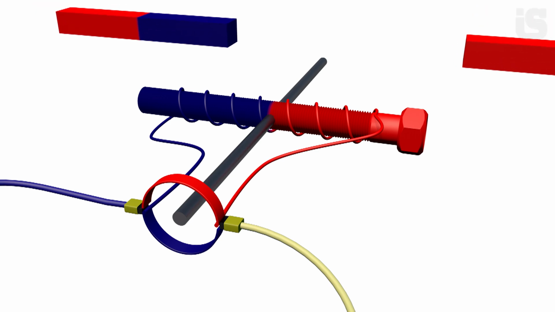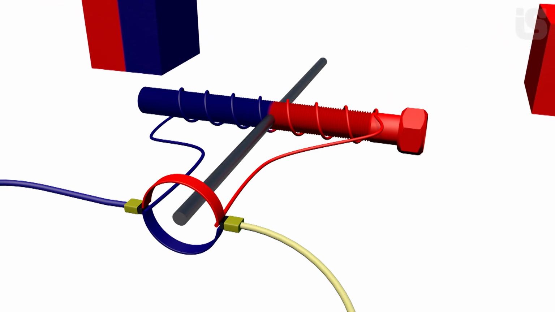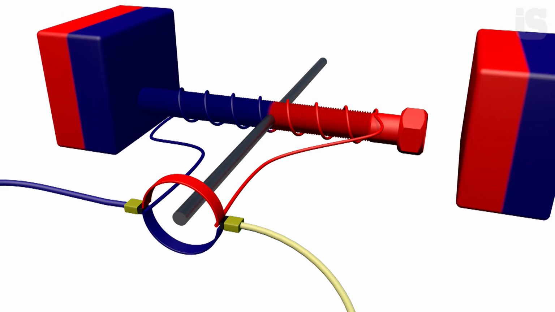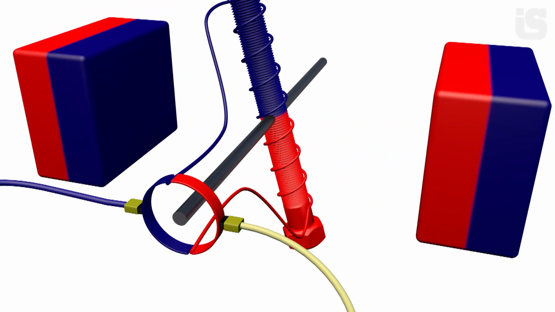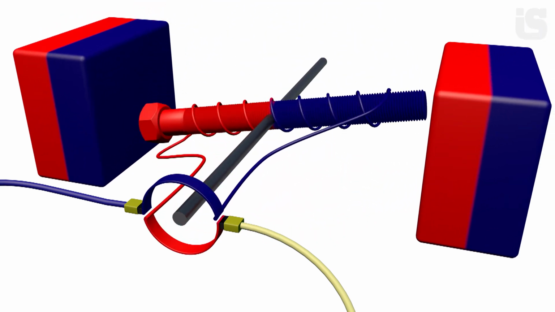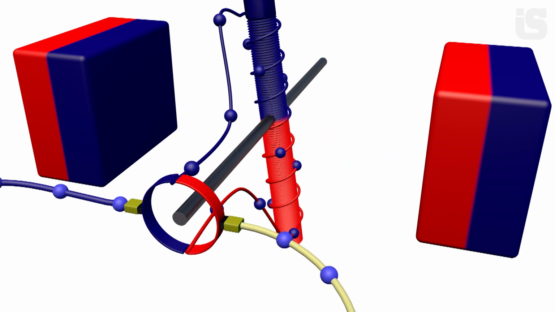Bring permanent magnets close to the electromagnet. It is better if these magnets are of a different shape. The magnetic fields will interact, and the electromagnet will begin to rotate.